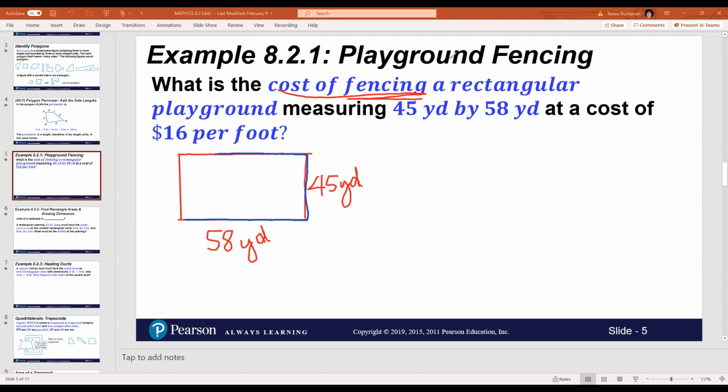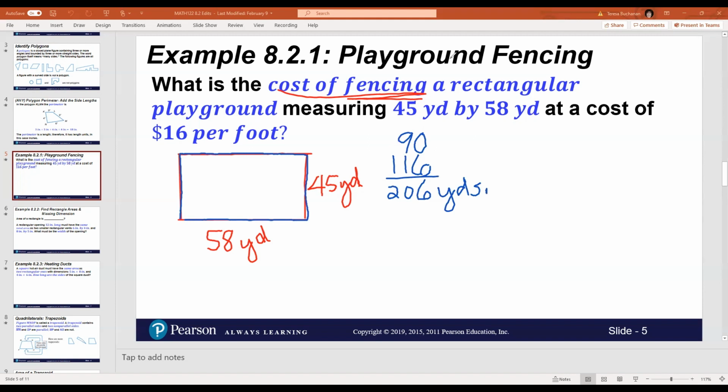This distance, this is the fence, right? So it's a matter of adding up all that distance. You'd have what? 45 and 45 is 90 plus what? 116? 58 and 58. So it's not a big jump to say that we have 206 yards to cover.